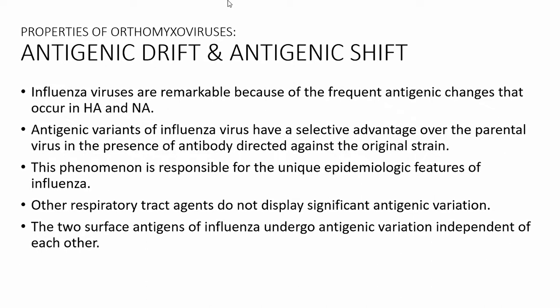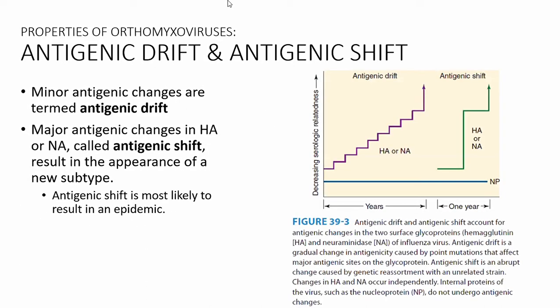If there is only minor change in the antigenicity of the orthomyxovirus, then it is known as antigenic drift. But if it's major, then it's antigenic shift, which would result in the appearance of a new subtype. And this antigenic shift is most likely to result in an epidemic.